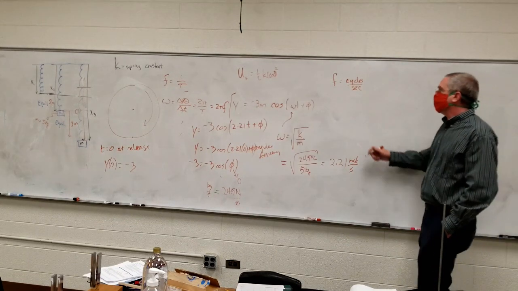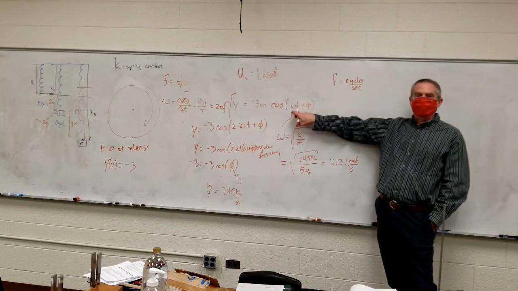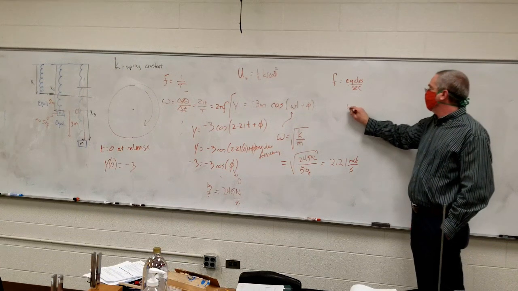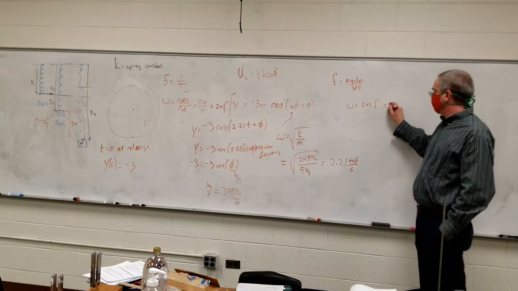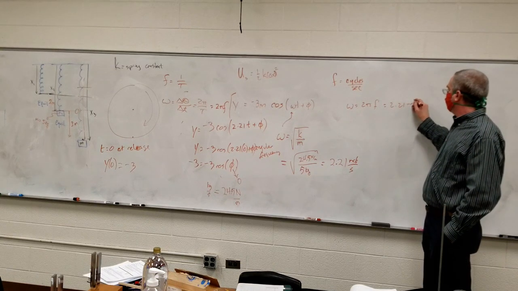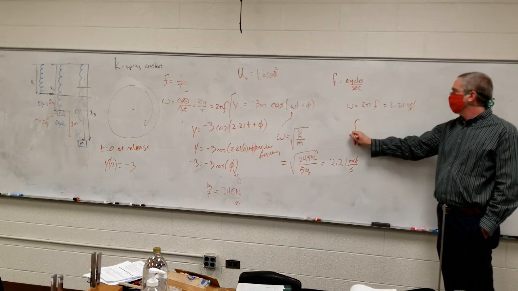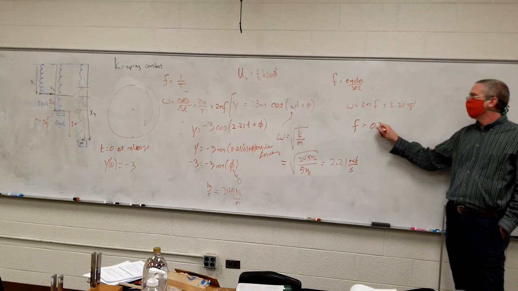And as a matter of fact, your textbook doesn't use omega, I believe. I think they just stick 2 pi f in there instead of omega. So therefore, since omega is equal to 2 pi times the frequency, and that's equal to 2.21 radians per second, what is the frequency? 0.3517.